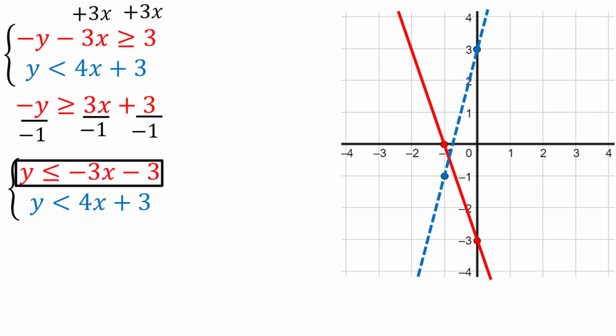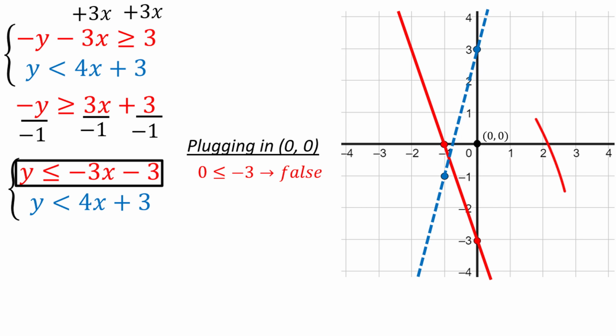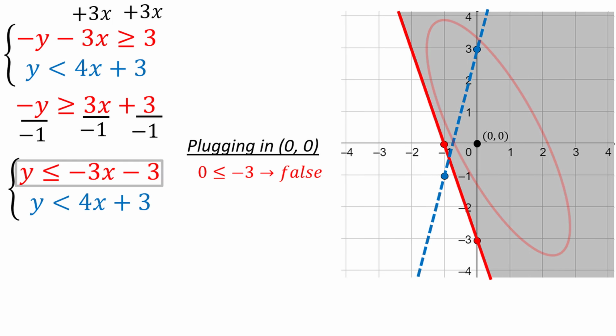So how do you know which side is which? One way is to plug in a point, most commonly 0, 0. If we plug in 0, 0, we get 0 is less than or equal to negative 3, as the x term will disappear. This is a false statement, which means that the side of the line y is less than or equal to negative 3x minus 3 with 0, 0 on it is inconsistent with the inequality. So I'm going to cross off that portion of the graph.